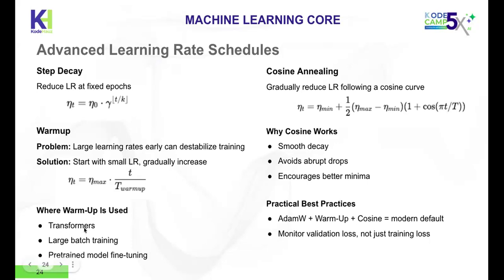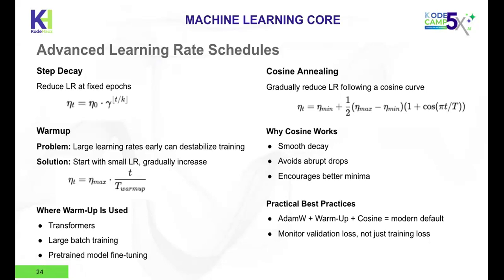Again, large language models, LLMs, are basically transformers. When you hear GPT, it is basically generative pre-trained transformer. The T in GPT, as in ChatGPT, that T means transformer. Okay, so you can use warm up for that. Large batch training, when you're training a large batch of data, and then pre-trained model fine-tuning, like I said, if you have a model that's been trained already, you want to fine-tune it. You don't want to start off with a high learning rate.